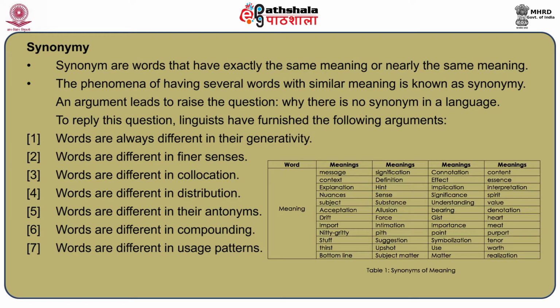This argument leads to the question: why is there no synonym in a language? To reply to this question, linguists have put forward the following arguments. Words are always different in their generativity. Words are different in their finer senses. Words are different in collocation. Words are different in distribution. Words are different in their antonyms. Words are different in compounding. Words are different in usage patterns.